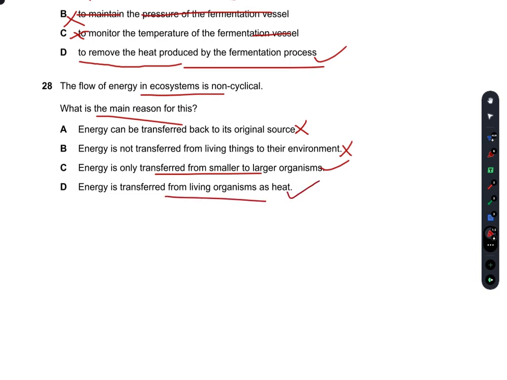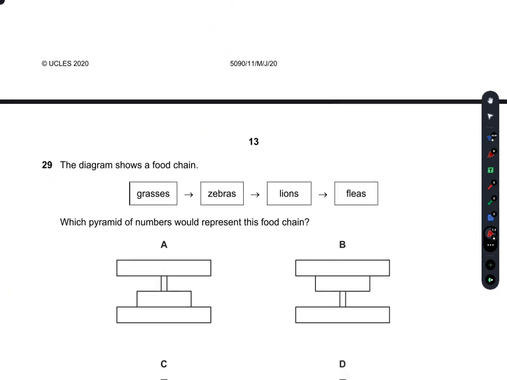Yes, D is the one which makes the most sense. Energy is transferred from smaller to larger organisms, but this is not a reason why the flow of energy in an ecosystem is non-cyclical. Energy is lost as heat, so energy is continuously reduced after different trophic levels. So that's why the flow of energy in an ecosystem is non-cyclical. So D is the right answer.